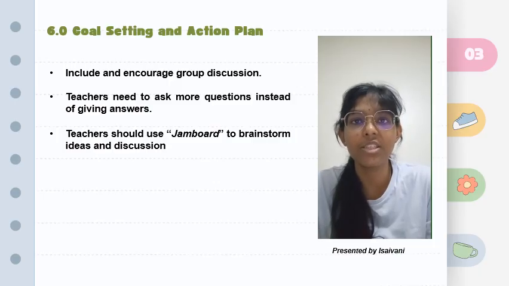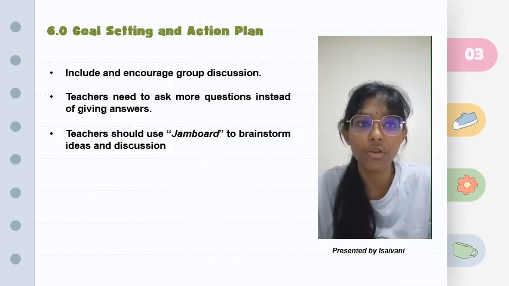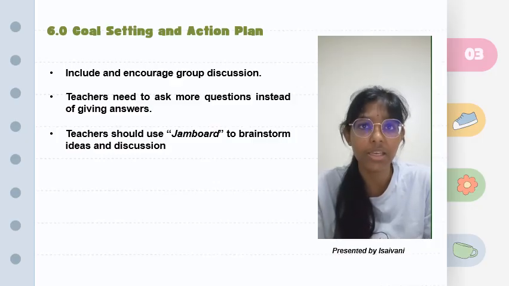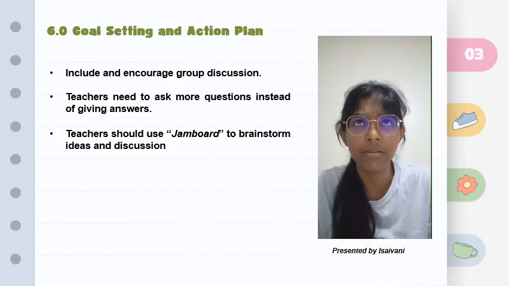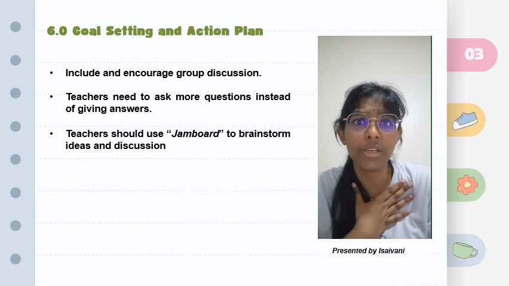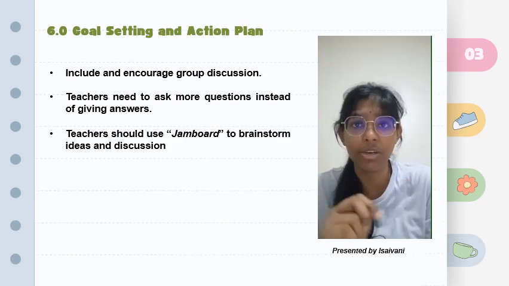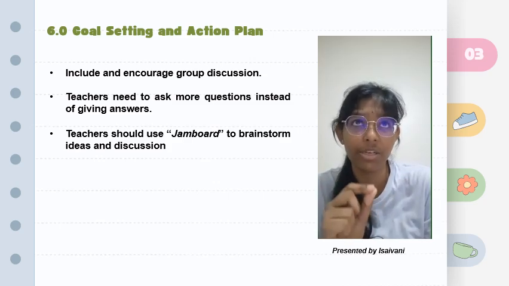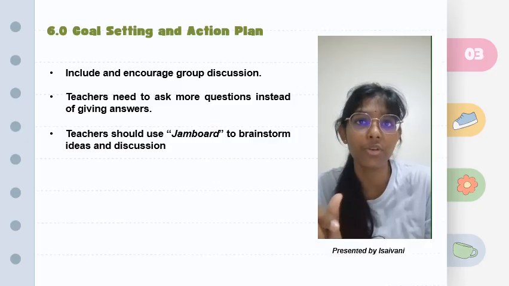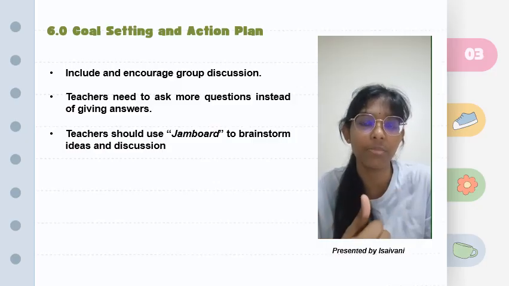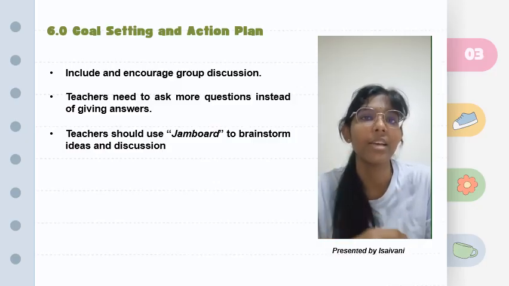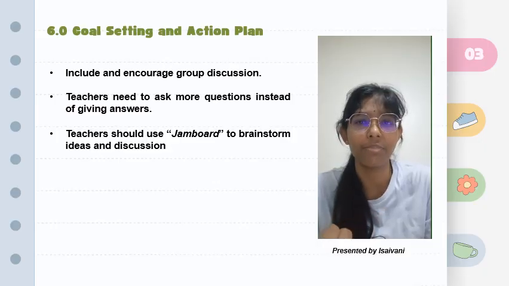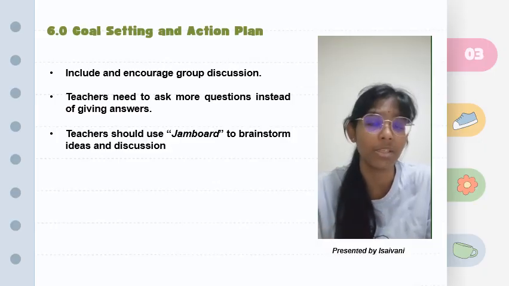Okay, the third one is that the teacher should use Jamboard to brainstorm ideas and discussion. So in future, we want them to see visually what the teacher writes on the screen, so it is easier for them to understand the concept of something like grammar skills, conjunctions, or adverbs.